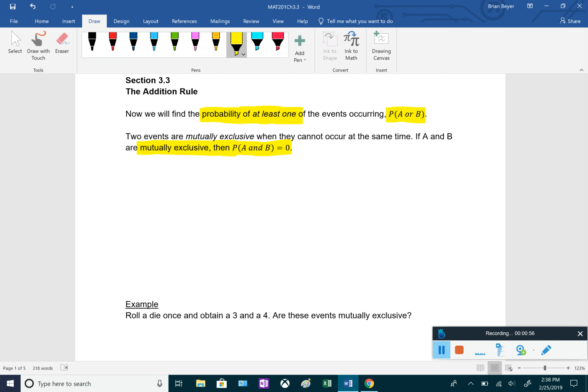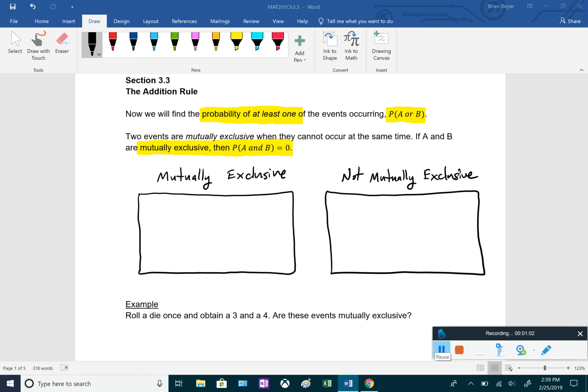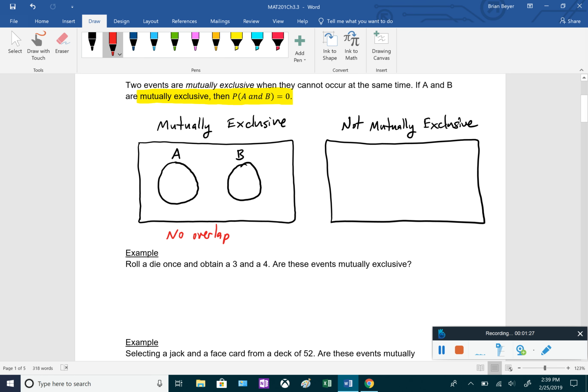To show this, I'm going to do a couple Venn diagrams here. For this Venn diagram on the left, this is going to be when the events are mutually exclusive. Let's say this is event A and this is event B. There is no overlap here, right? Meaning they cannot occur at the same time. Those circles do not overlap. So that means the probability of them happening together is going to be 0.